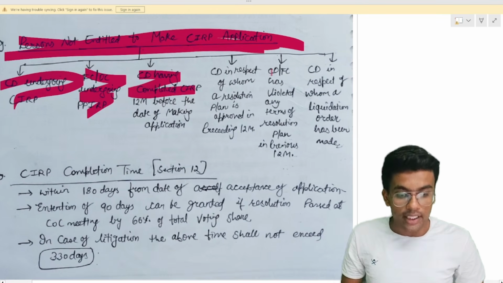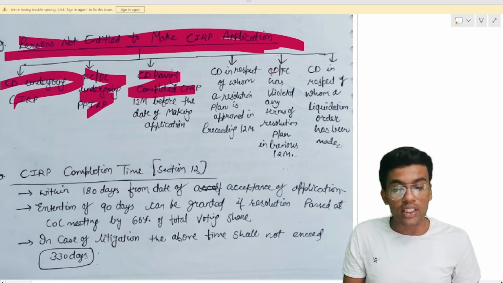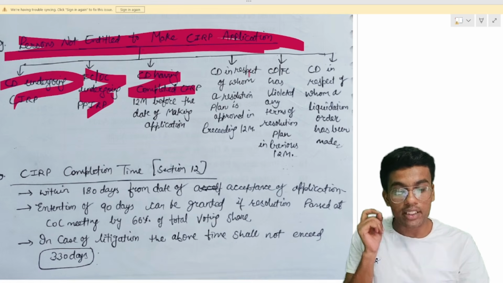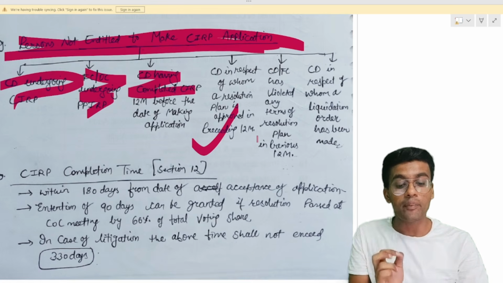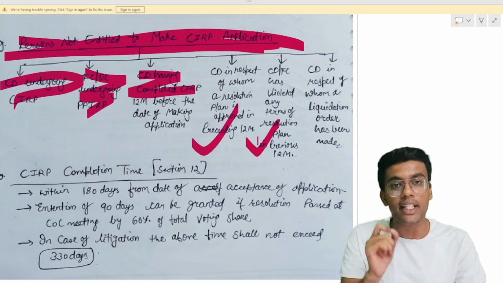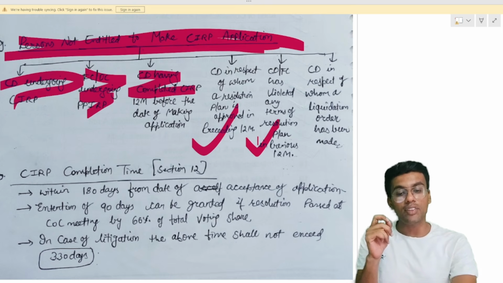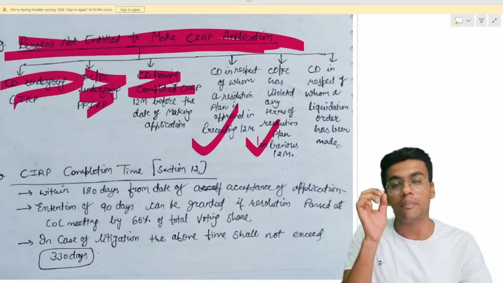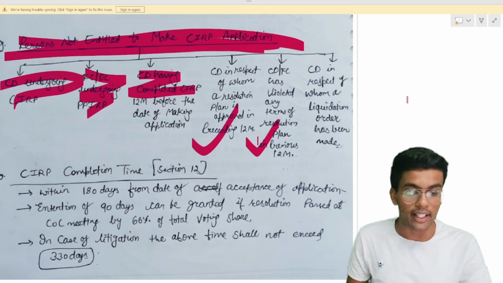Corporate debtor or financial creditors who have violated any of the terms of the resolution plan in the previous 12 months. Here we studied there was a plan approved for resolution. Here we are studying that there was a plan approved, but the corporate debtor has violated the provisions of that resolution plan. In such a case, the corporate debtor cannot make an application for CIRP.